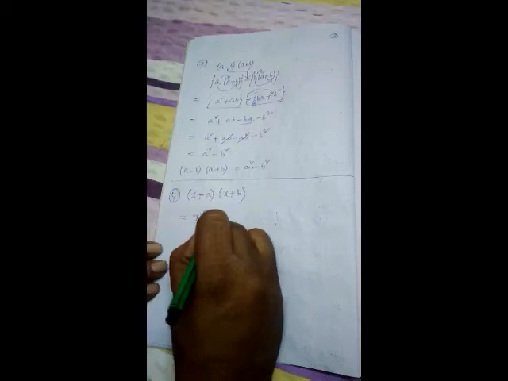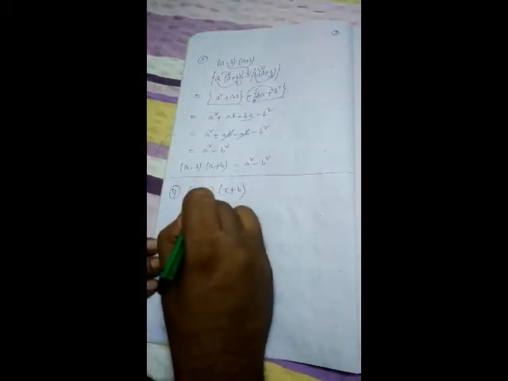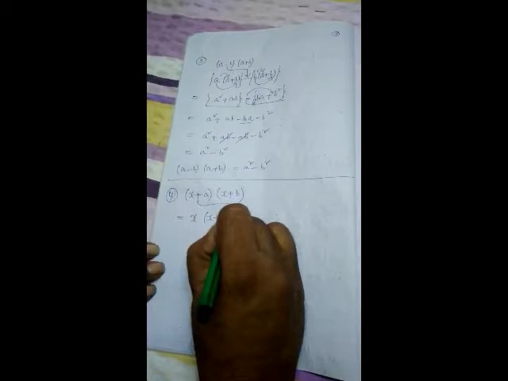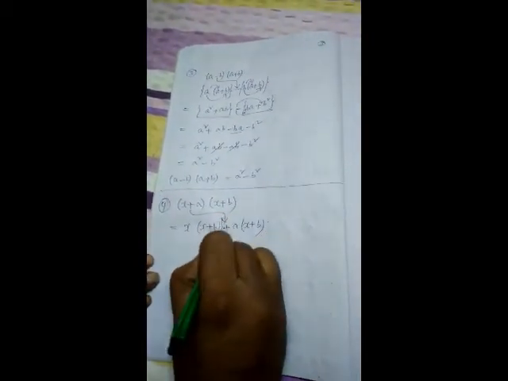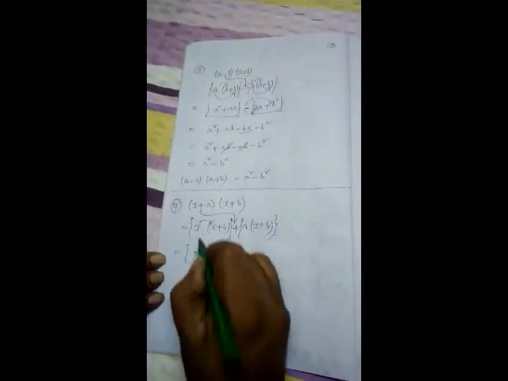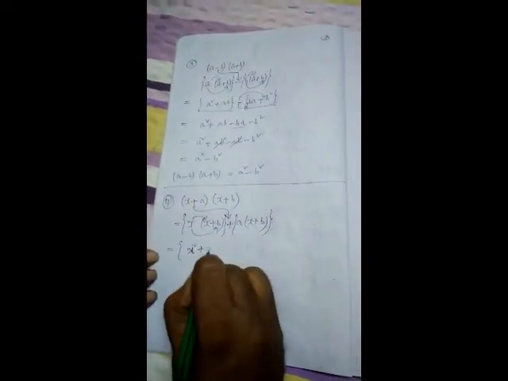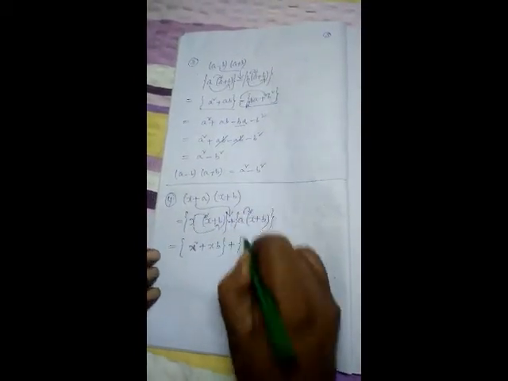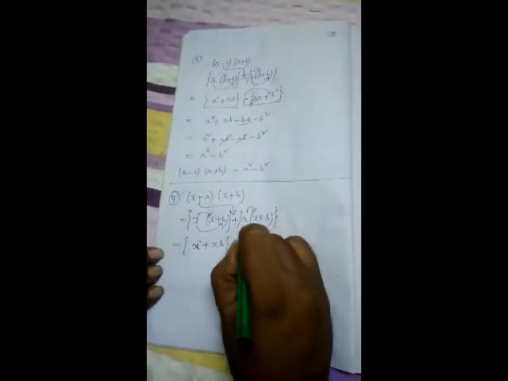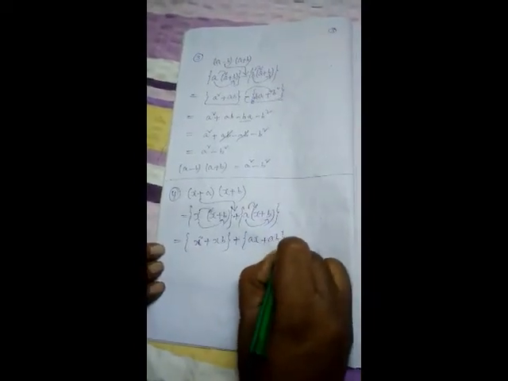X of X plus B plus A of X plus B. If you want to keep curly brackets, this is equal to X into X, X square, plus X into B, XB, plus A into X, AX, plus A into B, AB. We can break the brackets.